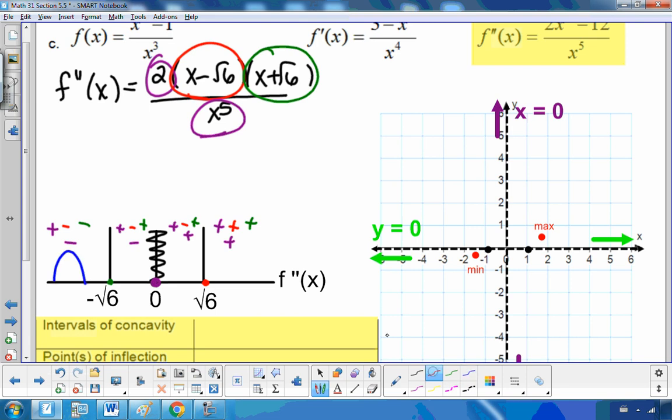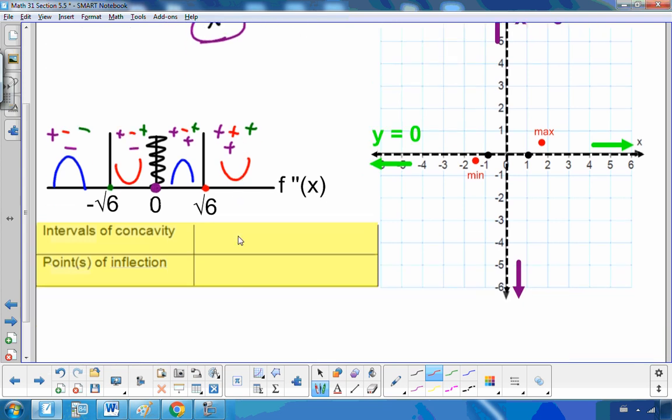2 negatives make a positive, so this is concave up. 1 negative means this is concave down, and all positives mean this is concave up. So let's list out our intervals of concavity. It is concave up on the interval negative √6 to 0 or √6 to infinity. It is concave down from negative infinity to negative root 6 or 0 to root 6.